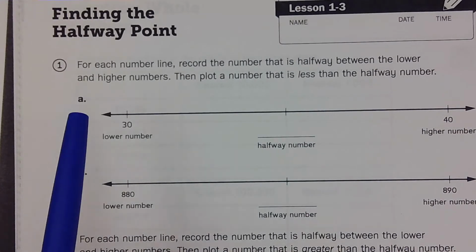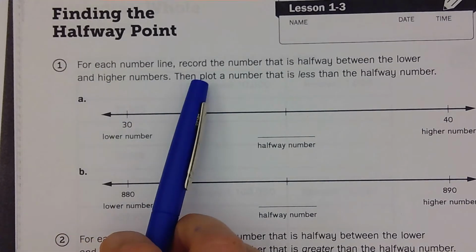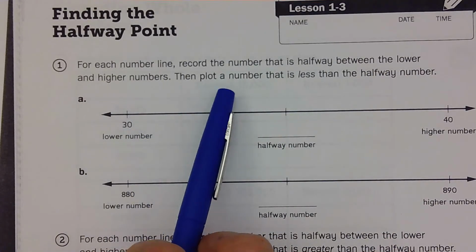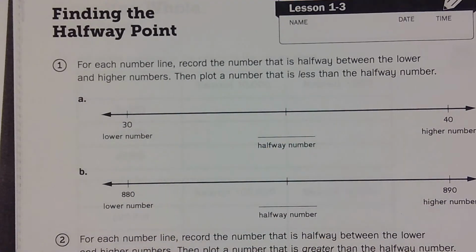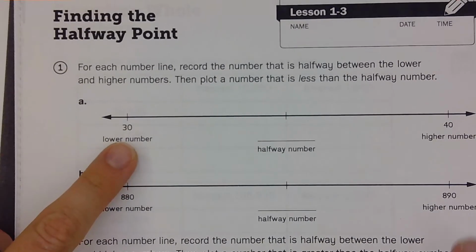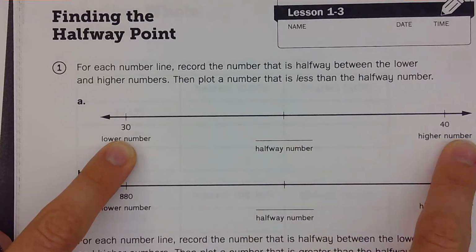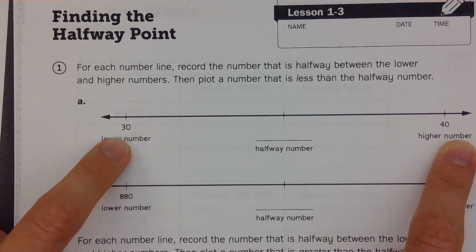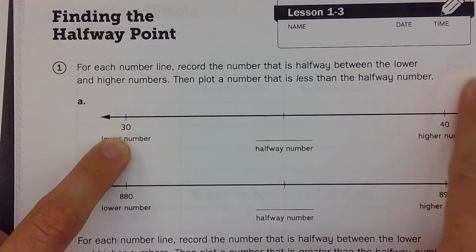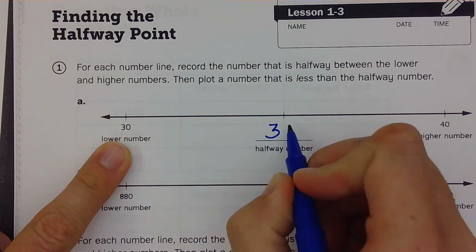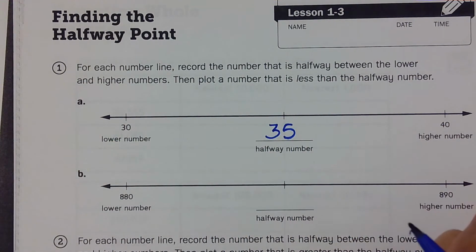Alrighty. It says for each number line, record the number that is halfway between the lower and higher numbers. Then plot a number that is less than the halfway number. Alright, so we have 30 and 40. We need to find out what's halfway. I know that from 30 to 40, you have to jump 10. And half of 10 is 5. So I'm going to add 5 to 30 to give me 35.